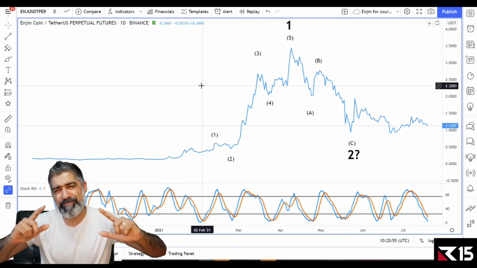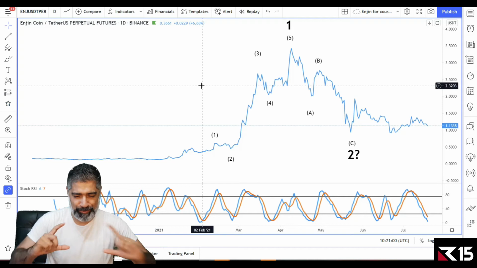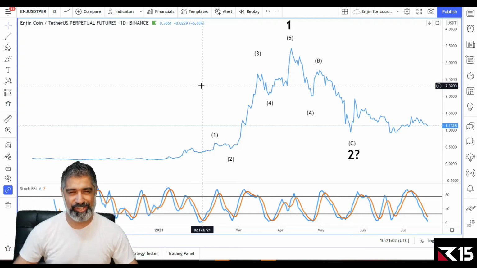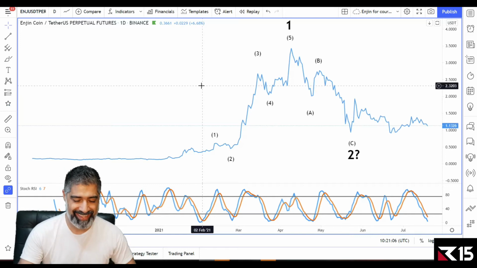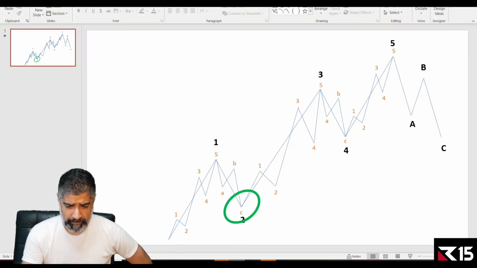Enjin. I don't think I've done a video on Enjin before. I've done it with my private groups and some of my classes, and I was trying to find my video on Enjin. Enjin is a great NFT gaming platform and it allows you to do some amazing things. But look at the pattern. So let's just focus on the pattern over here.